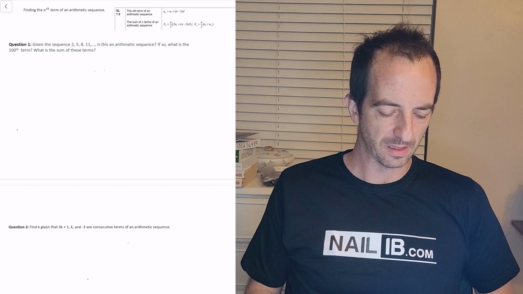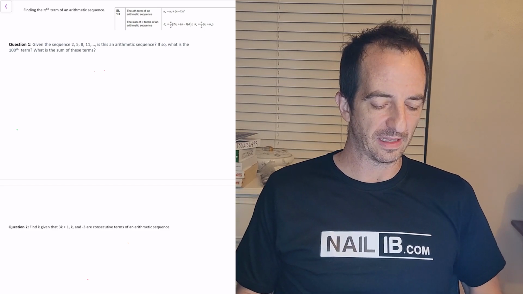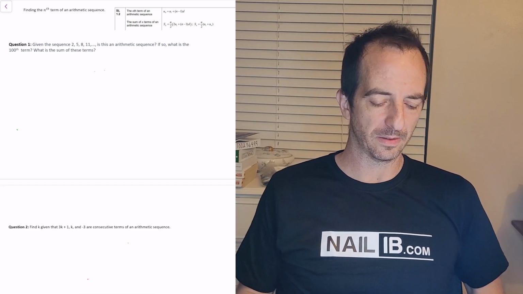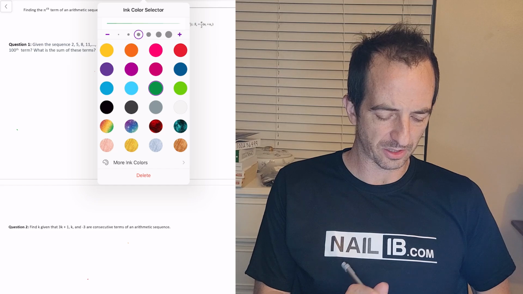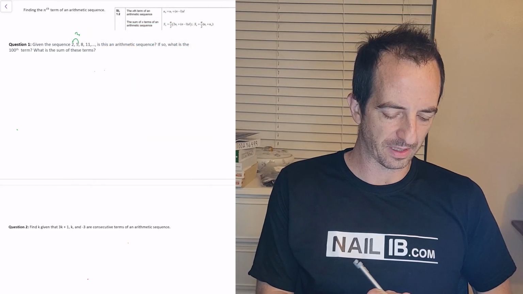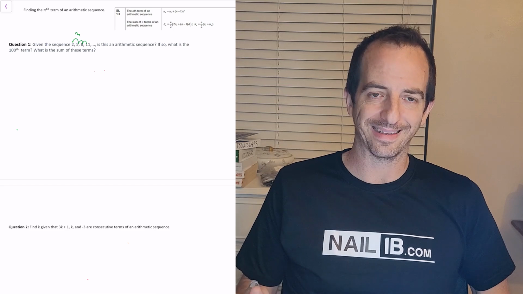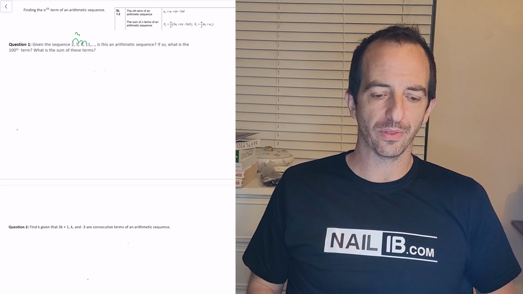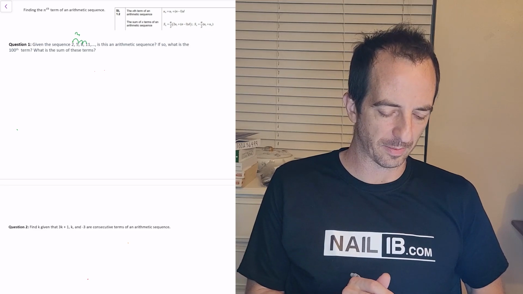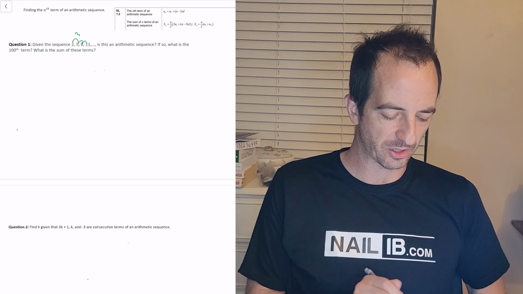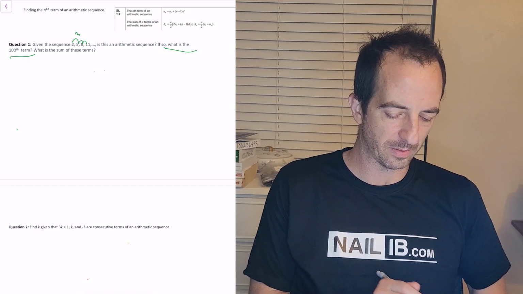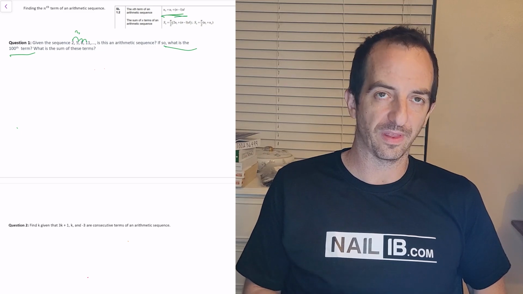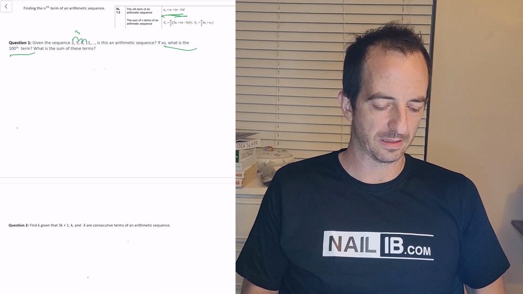So now, here's a sample question that will allow us to implement these formulas. Given the sequence 2, 5, 8, 11, is this an arithmetic sequence? Yes, that's an easy enough question. We see a common jump of 3, 3, and 3, on and on. If so, what is the 100th term? For this, I'll use the formula for the nth term of an arithmetic sequence.